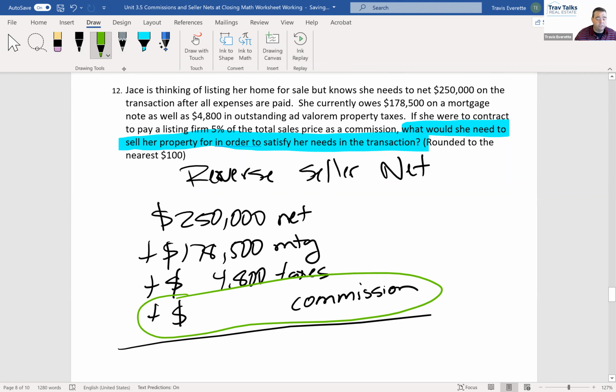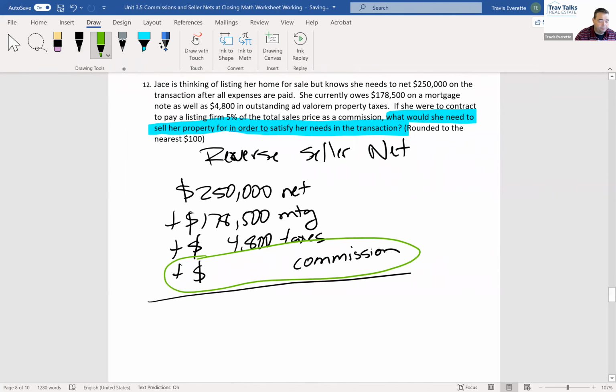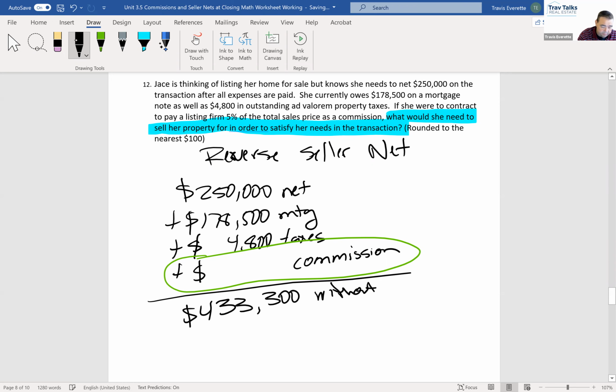But there's a solution. Total it up without worrying about the commission. So we're going to add all those numbers together. 250,000 plus 178,500 plus 4,800. That's 433,300 without commission. So that's not quite what we need to sell for, because that doesn't take into account our commission. So let's talk about how we're going to deal with that commission part.